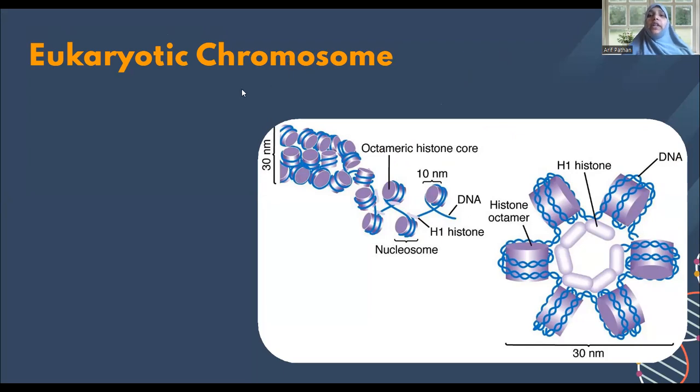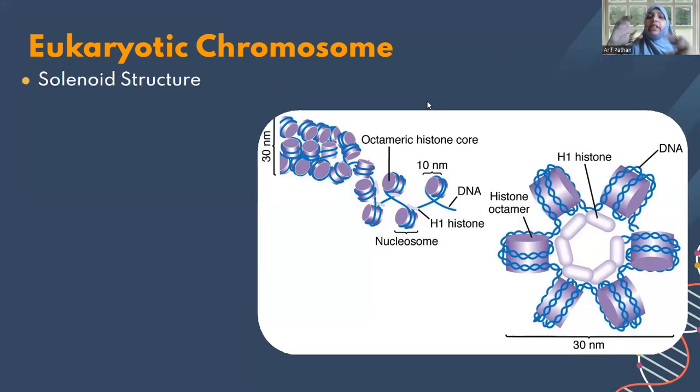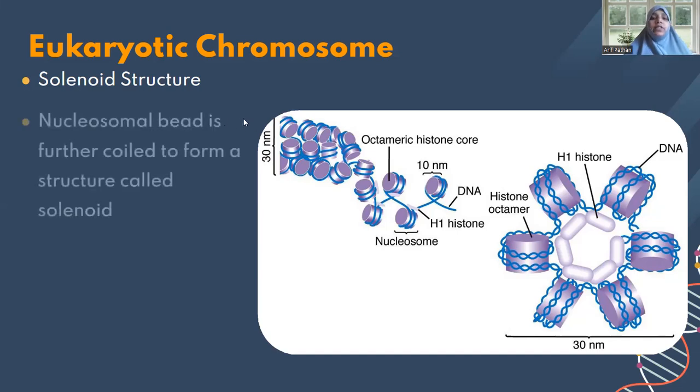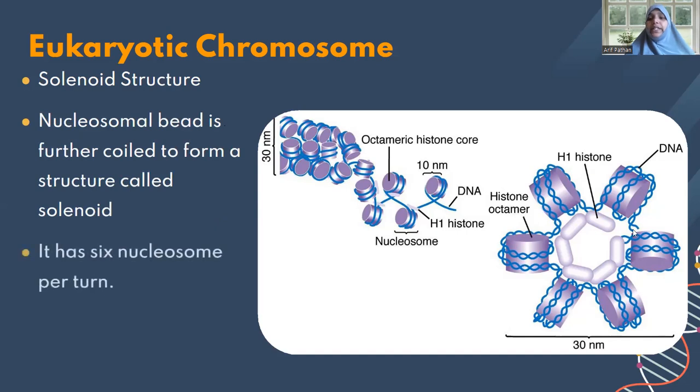Okay. So now the next level of packaging is the solenoid structure, wherein the H1 histone molecule will bring the beads closer to one another. So that is the solenoid structure. The nucleosomal bead is further coiled to form a structure known as the solenoid, as you can see in this diagrammatic representation.